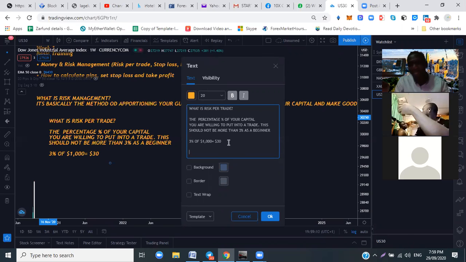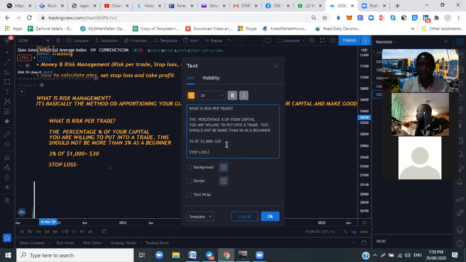So there's a way to determine this. You've already determined that $30, 3%, is what you are risking on a trade. But how do you set your trade in such a way that you actually risk no more than 3%? That's what we'll talk about now. Let's say you find a trade. Let's talk about stop loss.